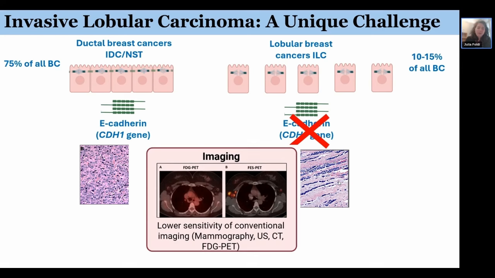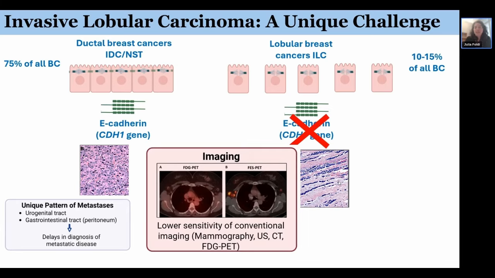So we know that there are several imaging tests, including mammography, ultrasound, CT scans, and traditional glucose-based PET scans that have lower sensitivity for ILC. We also know that lobular breast cancers have a unique pattern of metastases. These cancers can spread to the urogenital tract, like the bladder, the ovaries, the uterus, as well as the gastrointestinal tract, like linings of organs, the lining of the stomach or the lining of the gut. And this can delay diagnosis of metastatic disease because it's difficult to detect cancer at those sites.